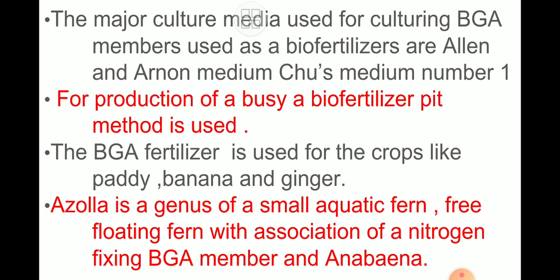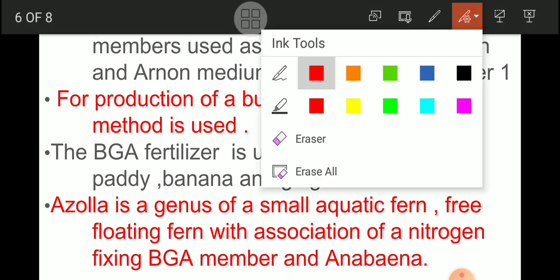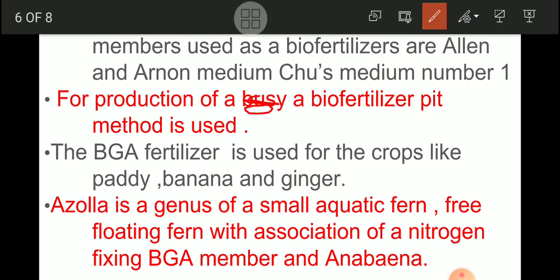For the production of BGA biofertilizer, the pit method is used. The BGA biofertilizer is used for crops like paddy, banana and ginger. You have to keep in mind where these things are useful, because the uses are very specific.